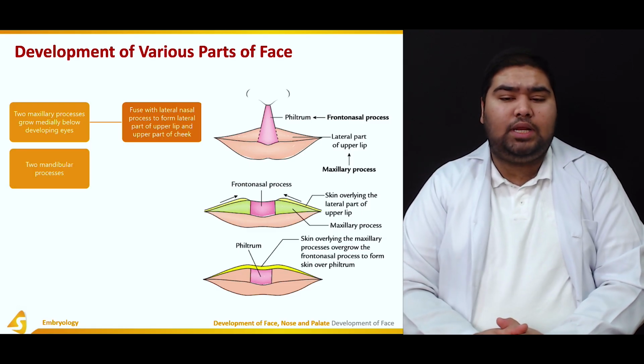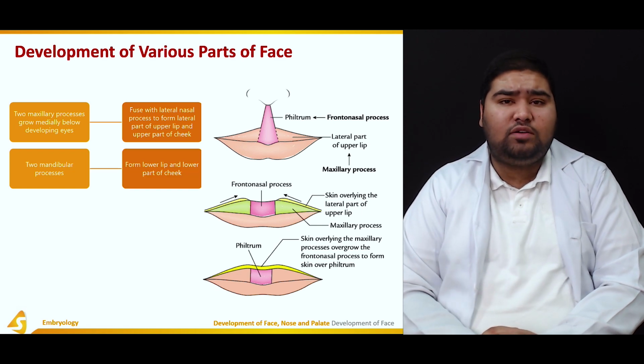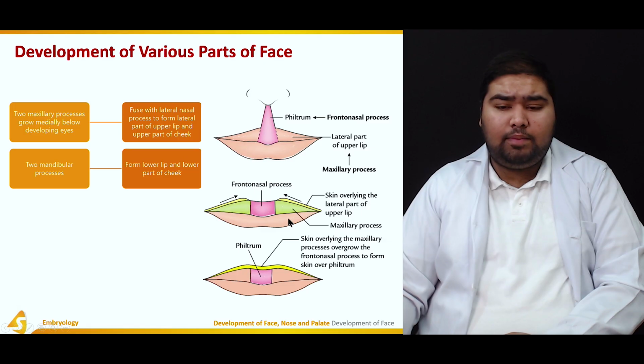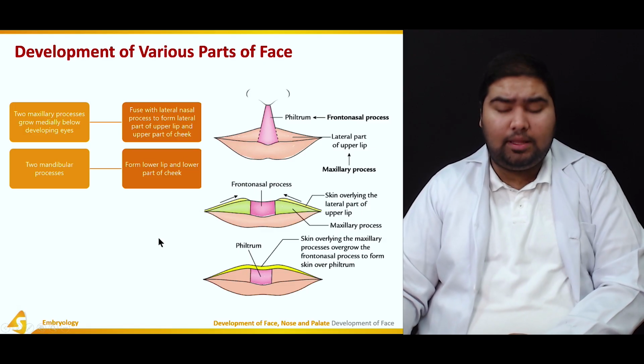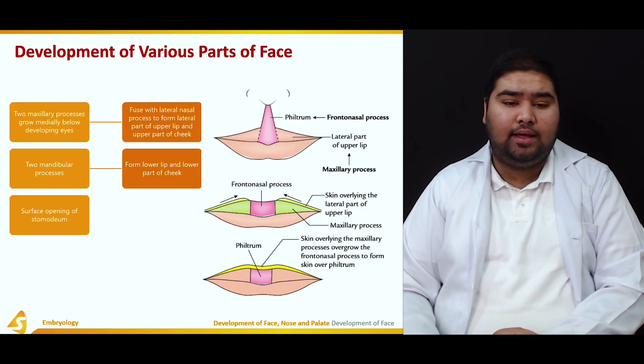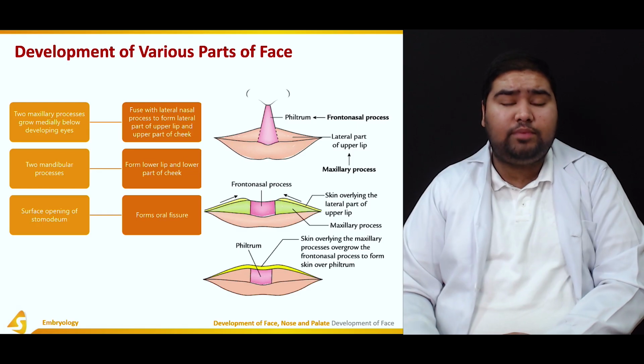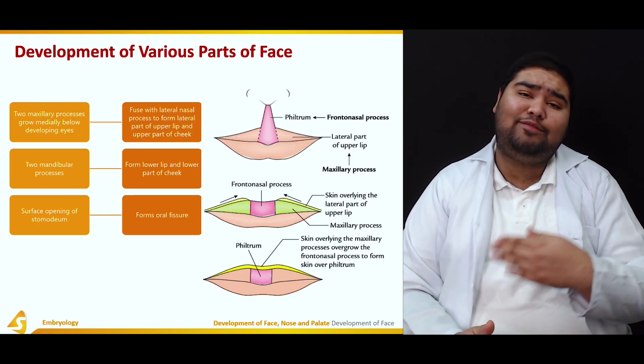Now the two mandibular processes, what do they do? They form the lower part of the lip, here, the lower part of the lip, and the lower part of the cheek. Now the surface opening of the stomodeum forms the oral fissure. I've talked about it before.